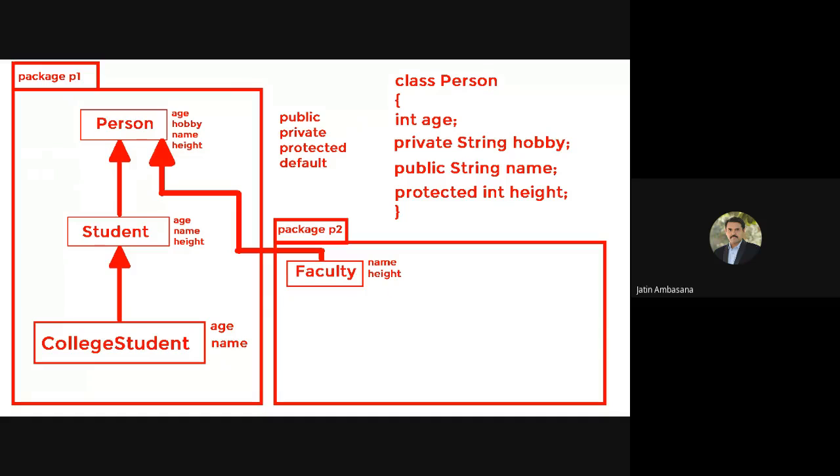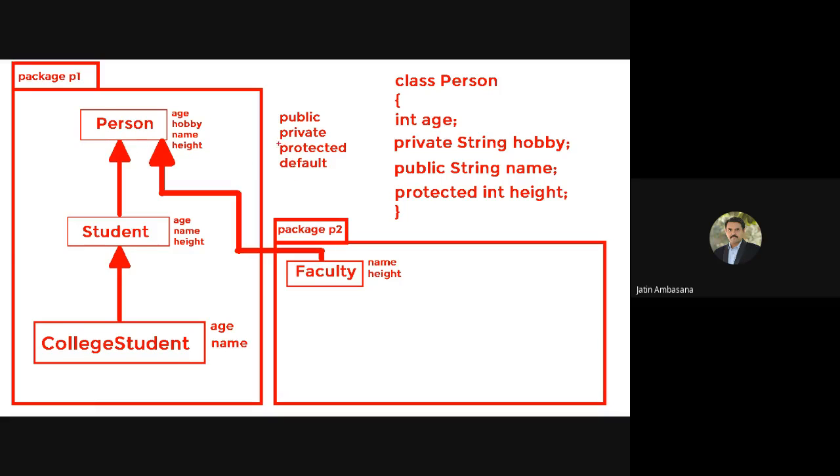Very, very limited scope. Obviously, private is the most limited scope because it is limited up to the class only, right? Then the somewhat more, or we can say somewhat less restricted scope is the default scope. Why? Because the default scope is available inside the whole package.